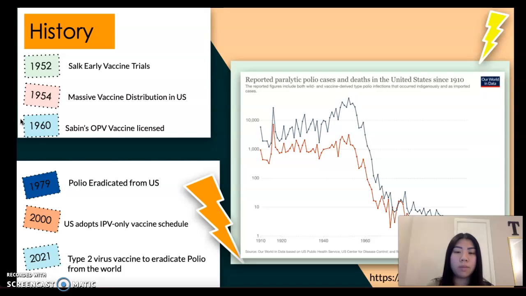In 2000, there was a new and improved version of Salk's IPV that led to the U.S. to adopt an IPV-only vaccine schedule, essentially phasing out the use of the oral polio vaccine due to its risk of infecting people with vaccine-derived polio. And then in 2021, there is a new vaccine that has been developed and granted emergency use by the World Health Organization because there are type 2 specific viruses that are the main sources of outbreaks. So the new vaccine is a type 2 specific virus vaccine.